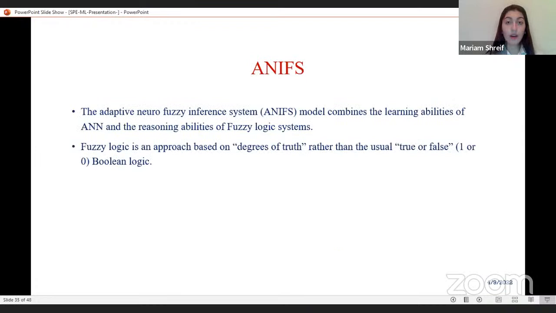And the adaptive neuro-fuzzy inference system combines the learning abilities of ANN with fuzzy logic systems. A fuzzy logic is an approach which is based on degrees of truth, rather than the usual true or false, the Boolean logic. So it has certain degrees of truth.